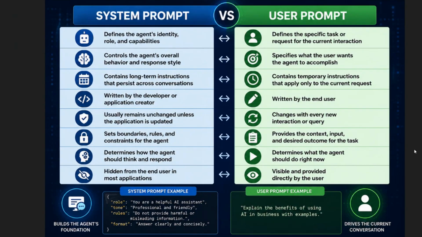Now let's look at the user prompt. The user prompt is simply the request made by the user. For example, explain REFramework, summarize this document. Every time the user asks a new question, the user prompt changes. A simple way to remember this: the system prompt defines who the AI is. The user prompt defines what the AI should do.